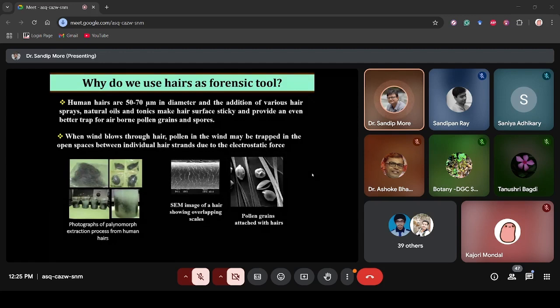What I did, I told them to shampoo their hair. I took all the water and dust and everything in a tray. I centrifuged them. I made microscopic slides. I got some pollen grains, and then I identified the pollen.